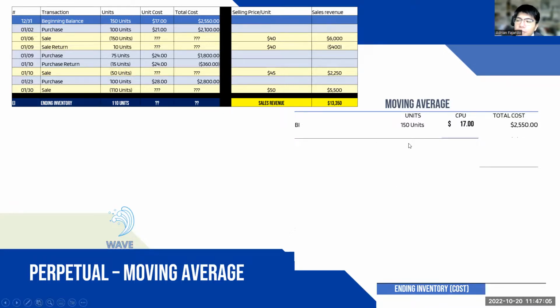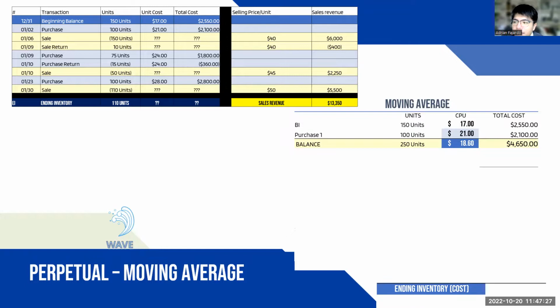So, how do we do the moving average? We first add our beginning inventory and purchase 1 units. So the balance is 250 units. The total cost is 4,650. 4,650 divided by 250 units will give you a new moving average because there was a purchase. Your moving average is 18.60.